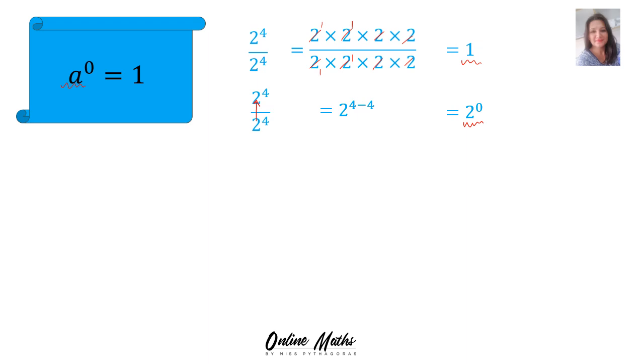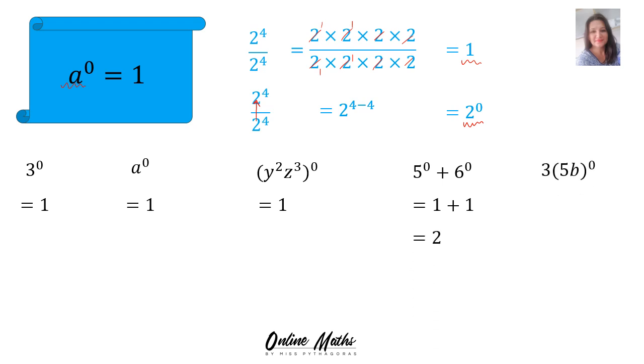But you don't have to show me that. You can just remember. If I give you a little sum, 3 to the 0, you write 1. A to the 0, 1. Y squared z cubed to the 0, inside a bracket, 1. Even this one. 5 to the 0 plus 6 to the 0. 5 to the 0 is 1, plus 6 to the 0 is 1. Therefore, 1 plus 1 is 2.